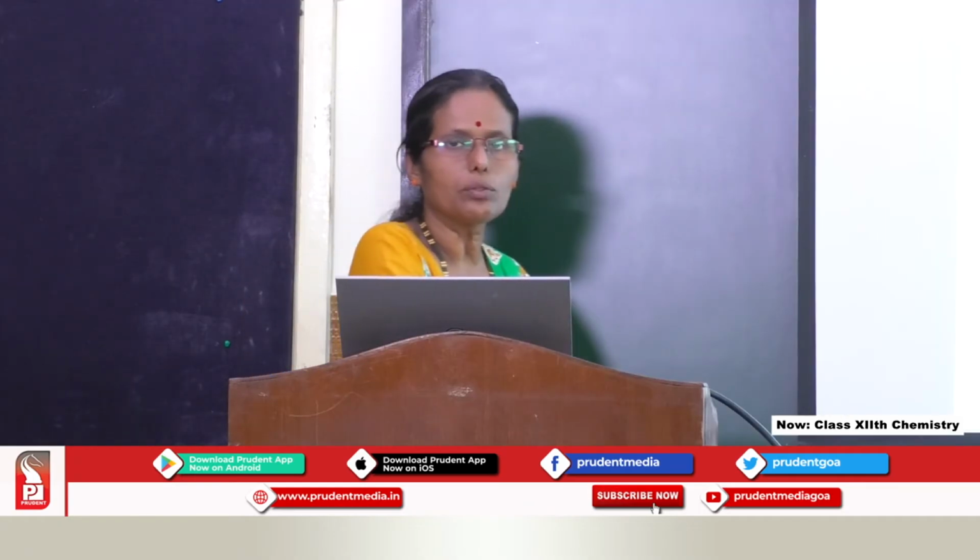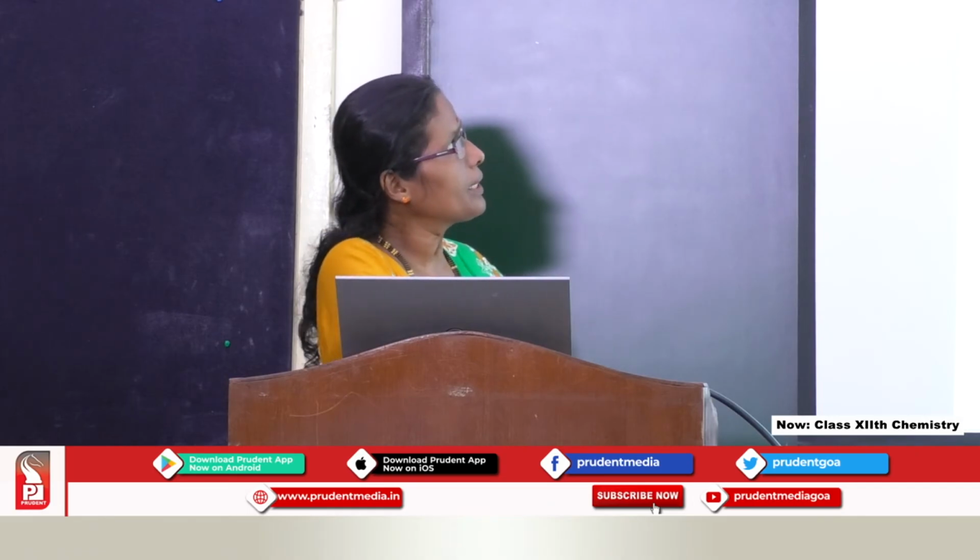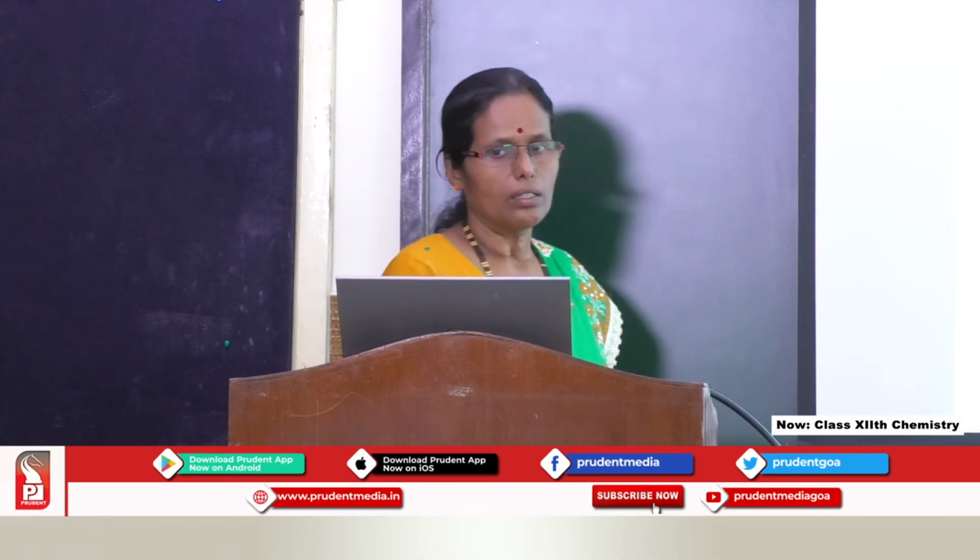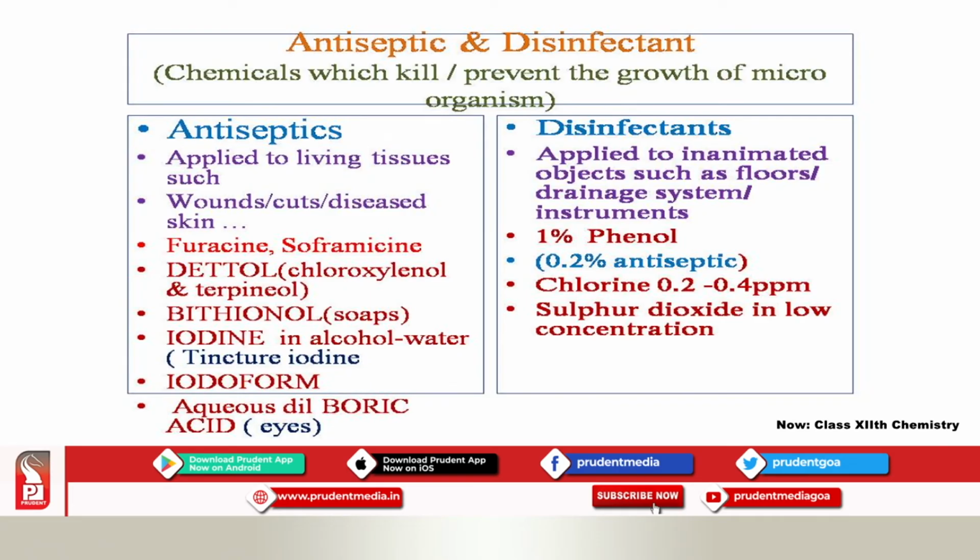The next class of antimicrobials we have is antiseptics and disinfectants. Both kill or prevent the growth of microorganisms, but they differ in their application. Antiseptics can be applied on living tissues, whereas disinfectants are applied to inanimate objects, meaning toilets, bathrooms, floors. There you can use a disinfectant. Disinfectants are applied to inanimate objects such as floors, drainage systems, instruments. Antiseptics can be applied to living tissues such as wounds, cuts, diseased skin.